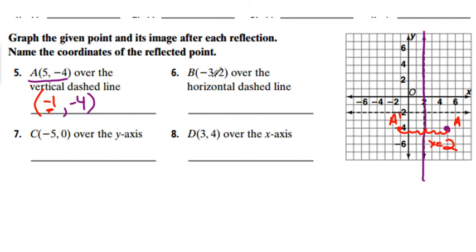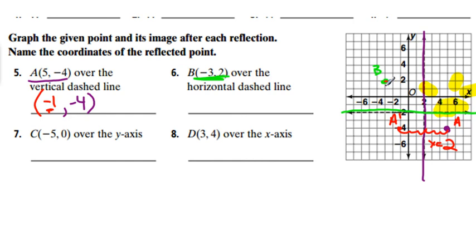Alright, let's see. Number 6, B, just point -3, +2. So that'll be right here. And we're reflecting that across the horizontal dash line. So horizontal means it's like this. You can think of horizon as the sun comes up over the horizon. Get it? And then we say how far from our horizontal line is point B.